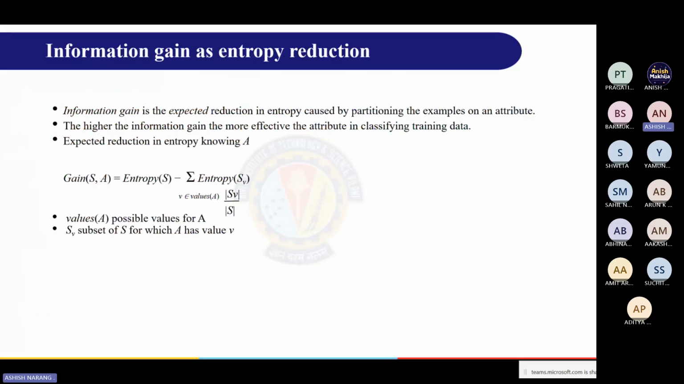So this is all theory. Information gain is the expected reduction in entropy caused by partitioning the examples on an attribute. The higher the information gain, the more effective the attribute is in classifying the training data. That's all. So the gain is the entropy of the total data set minus the summation of the entropy of the values, and that is how you calculate the information gain with respect to attribute A.